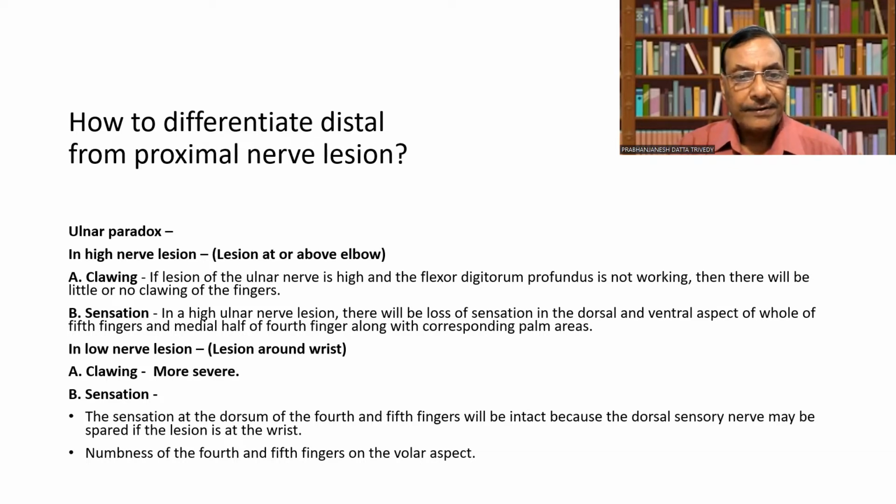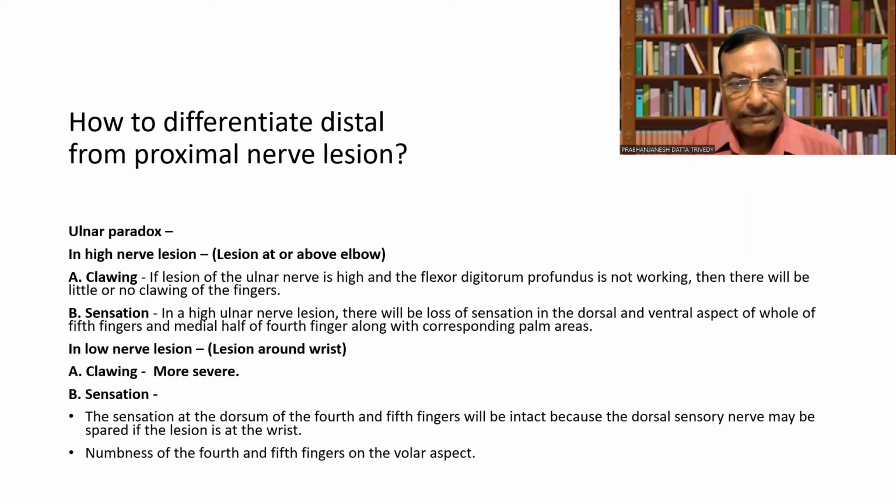The clawing is less because flexor digitorum profundus cannot flex the interphalangeal joints. About the sensation, in high ulnar nerve lesions, there will be loss of sensation in the dorsal and ventral aspect of the whole of the fifth finger and medial half of the fourth finger, along with the corresponding palm areas.